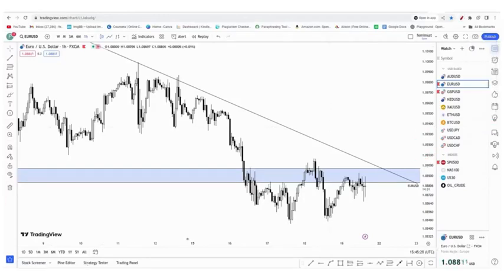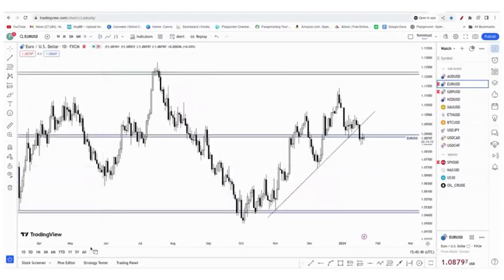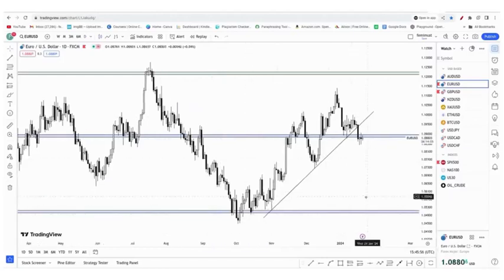So here represents the days. Let me go to the daily time frame. This space represents time and this space represents price. So the x-axis is days, and this one is price. This is what happened in September, October, November. Presently we are in January.